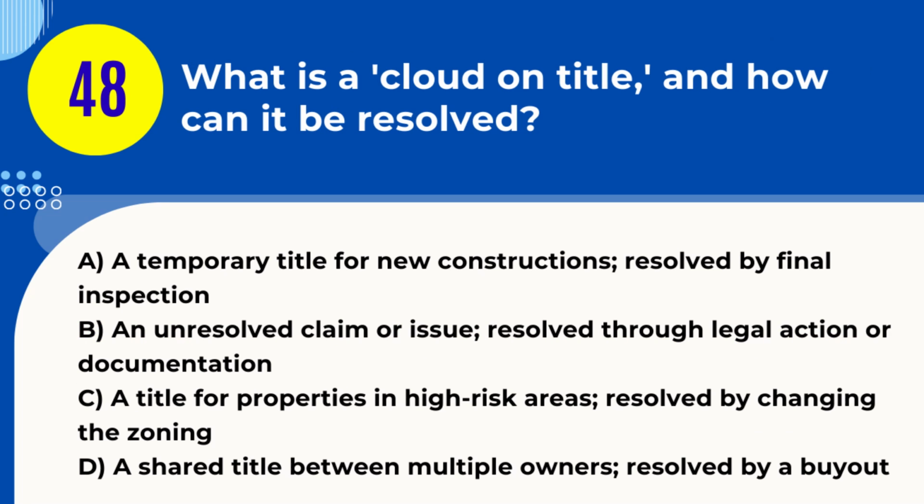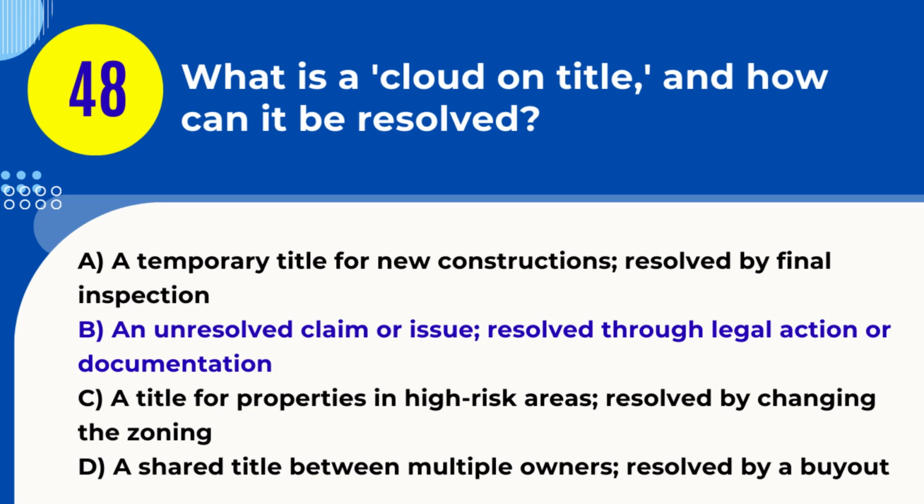Question 48. What is a cloud on title and how can it be resolved? A. A temporary title for new constructions resolved by final inspection. B. An unresolved claim or issue resolved through legal action or documentation. C. A title for properties in high-risk areas resolved by changing the zoning. D. A shared title between multiple owners resolved by a buyout.